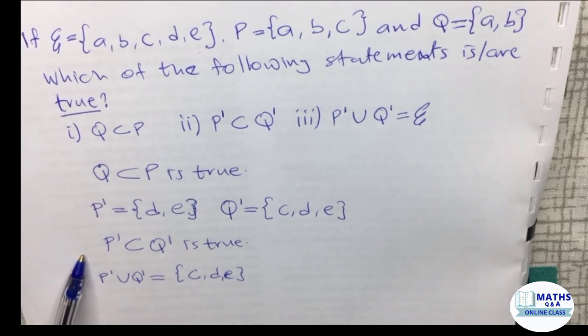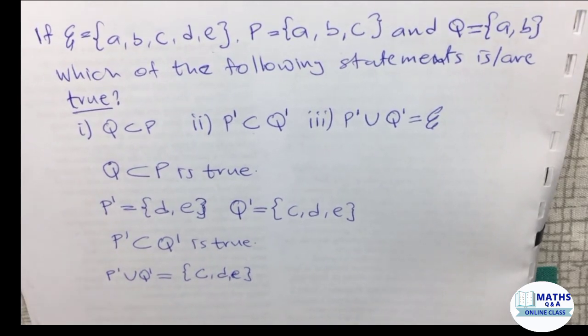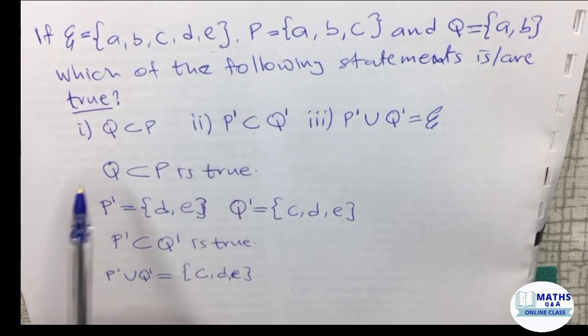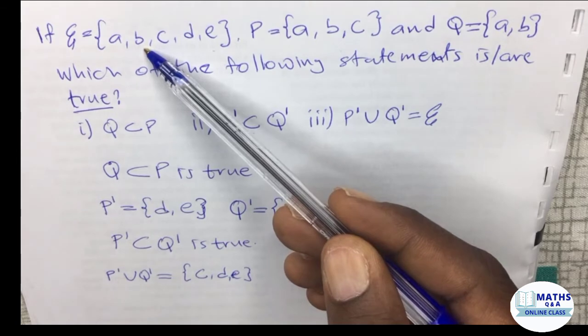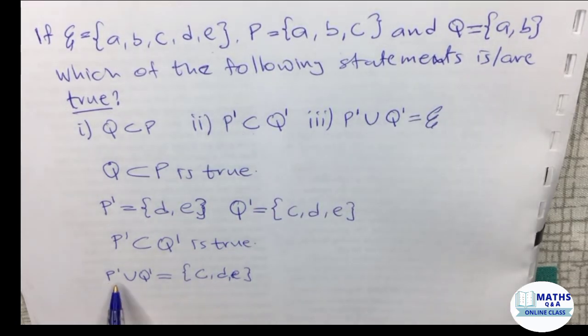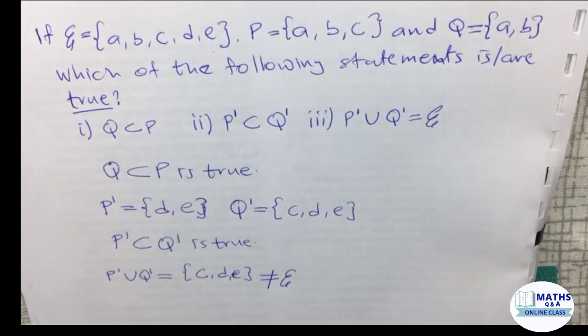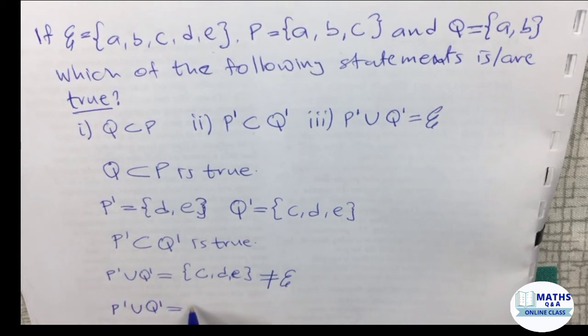So let's look at it carefully. Can we say that elements in P prime union Q prime are equal to the elements in the universal set? Can we say that? No. The reason being that we have A, B in the universal set that cannot be found in the set P prime union Q prime. So this cannot be true. This is not equal to the universal set. So the statement P prime union Q prime being equal to the universal set is not true.